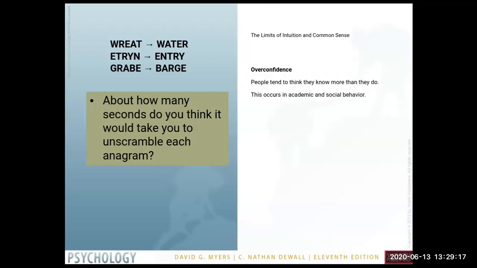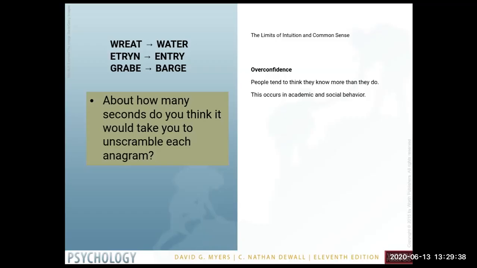Intuition and common sense. We just talked about the hindsight bias. Once you've seen the answer to something, it's probably easy to say that you could have predicted it. Here, the idea of overconfidence means that people tend to think that they know more than they do. This occurs in both academic and social behavior.